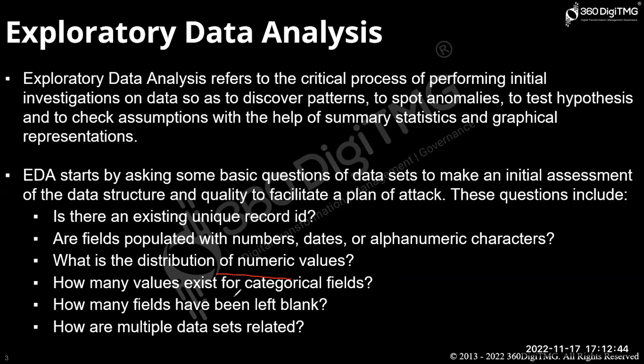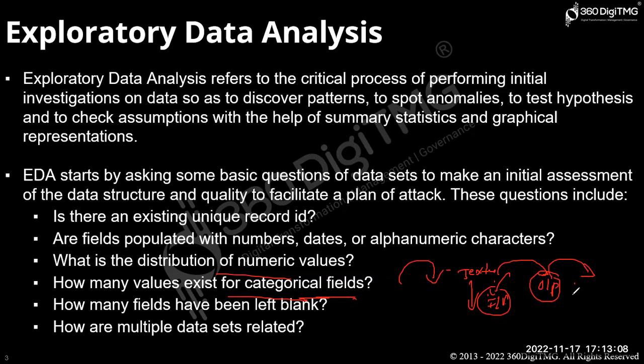How many values exist for the categorical fields? When you have categorical fields, that is, textual fields, how many unique values do you have in the textual fields? And is the textual field for output data or input data? If it is for input data, we will do the encoding techniques and so on. If it is output data, how many unique values will we have? Based on those unique values, we will consider them as classes.